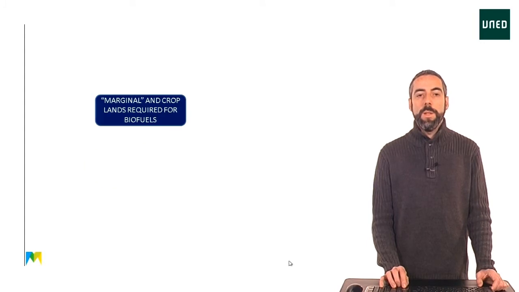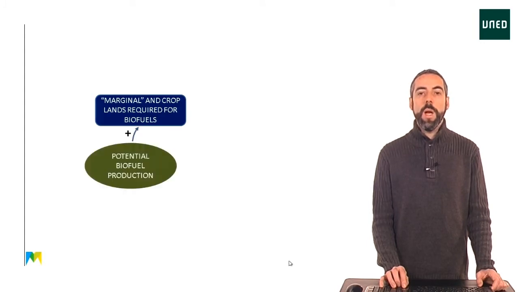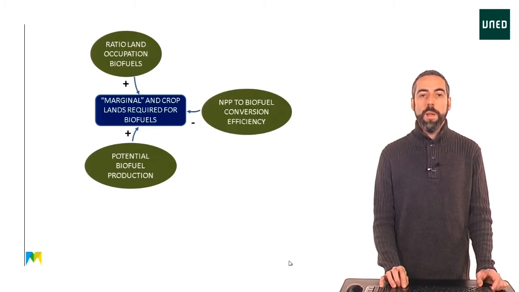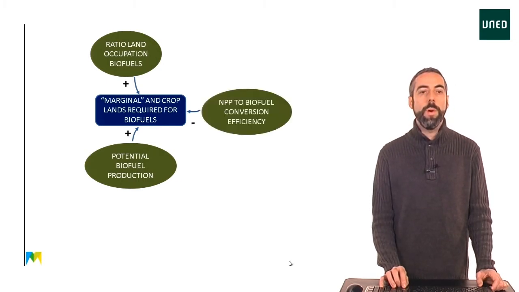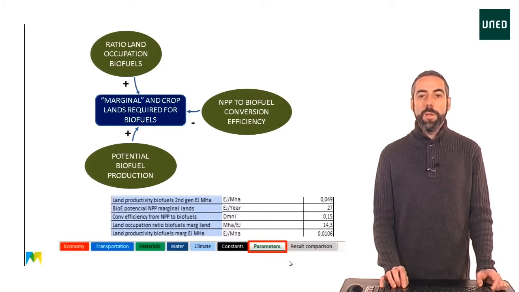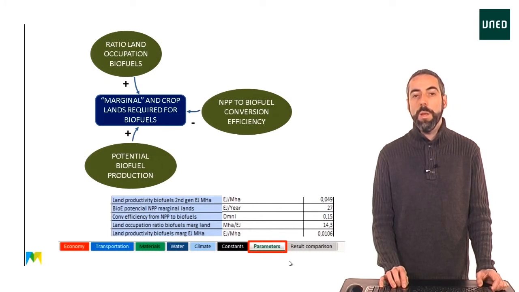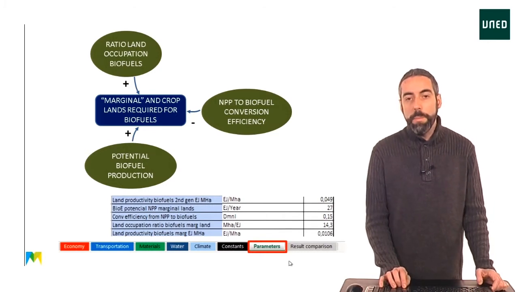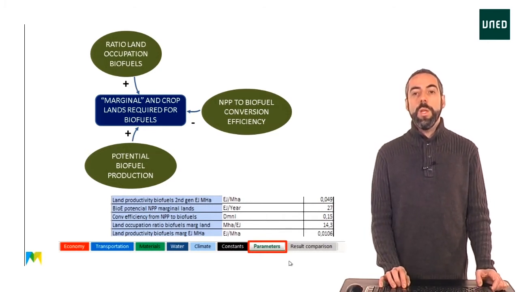And second, the same logic is applied to calculate marginal and cropland area required to meet the defined potential of the biofuel production. As in the previous case, the different variables can be customized by the user in the parameters sheet of the input file. This is a first approach to have big numbers in order to consider transition feasibility in land terms.